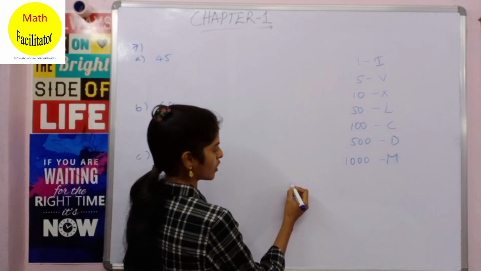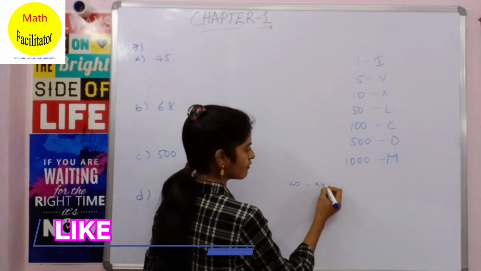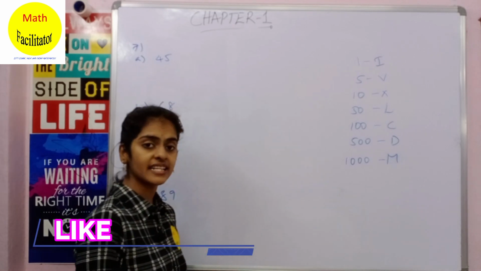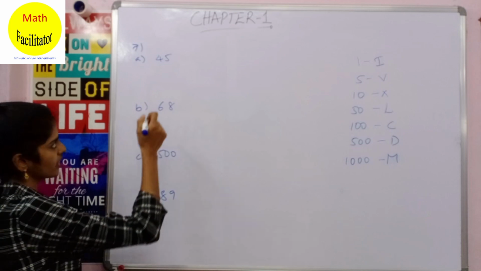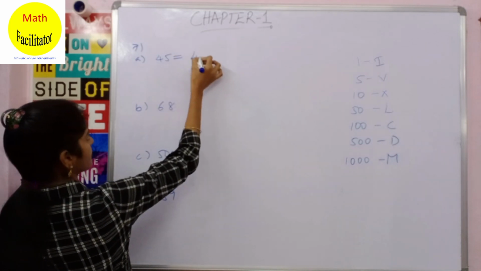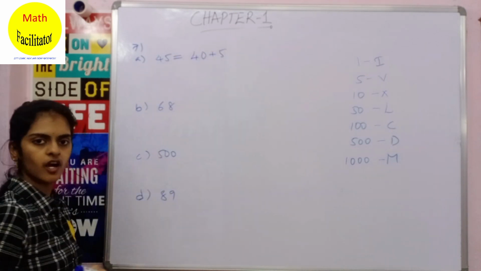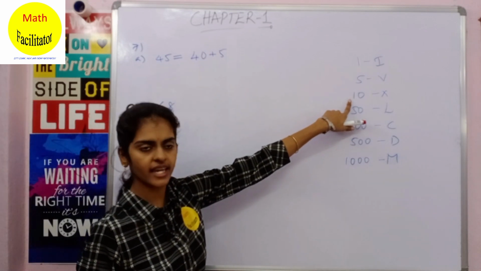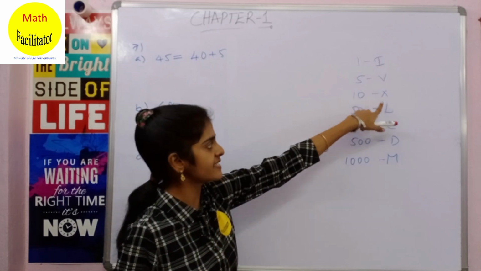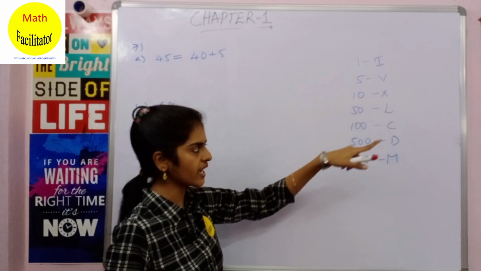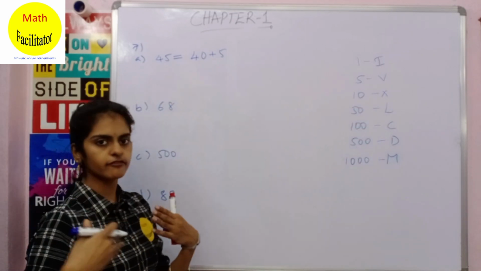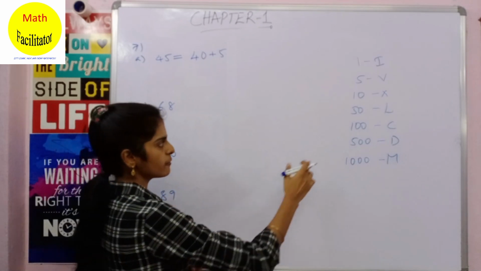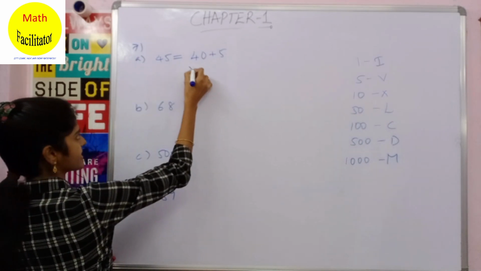Suppose if you want to write 40, you cannot write 4 tens. So let us see how we can write this. Now 45, firstly you can write as 40 plus 5. Now you cannot write 4 times X. You cannot repeat any symbol more than 3 times. So if you want to write 40, you cannot write 4 times X. So what do you do? You will write XL.